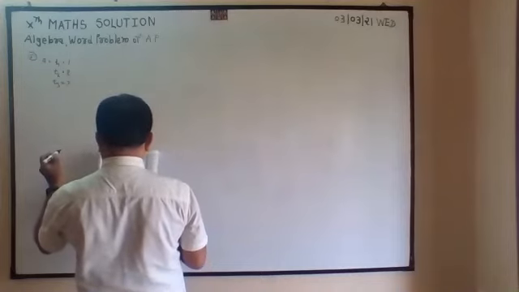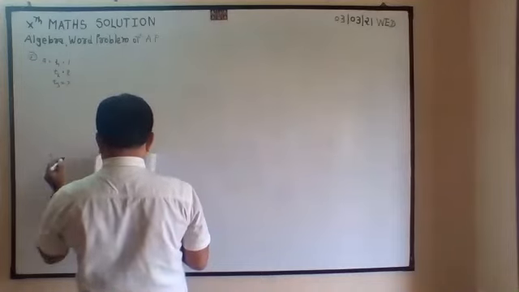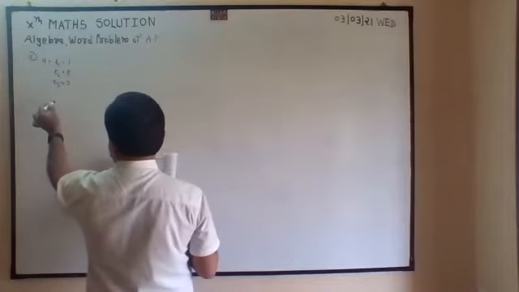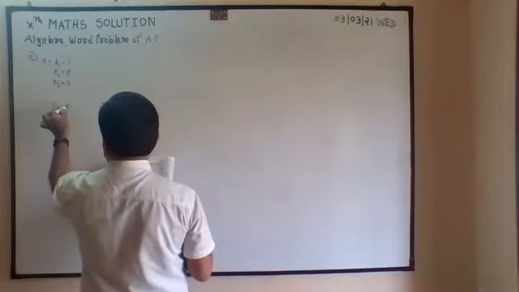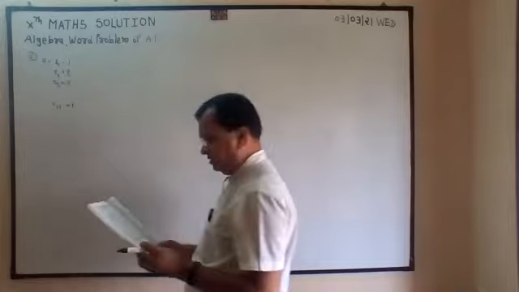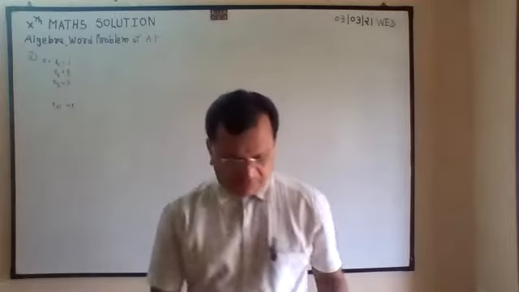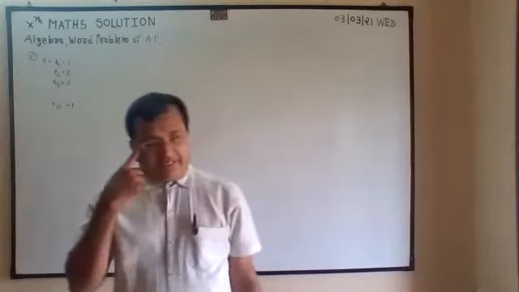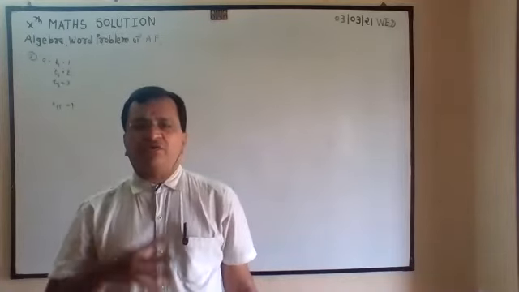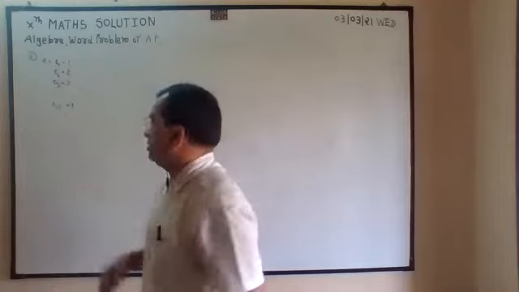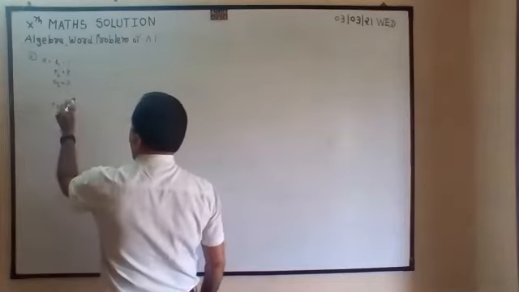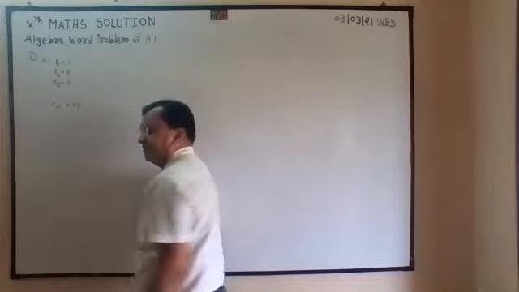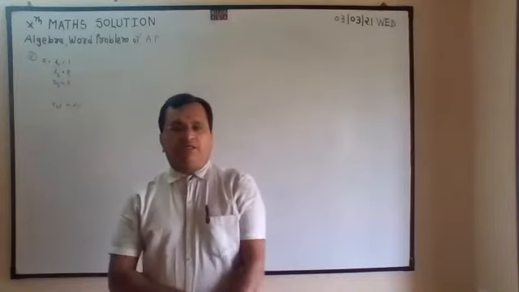Total number of trees in 25 rows. There are 25 rows, but we want the total number of trees. First row 1, second row 2, third row 3, fourth row 4, and in 25th row, it must be 25. But we want the total.